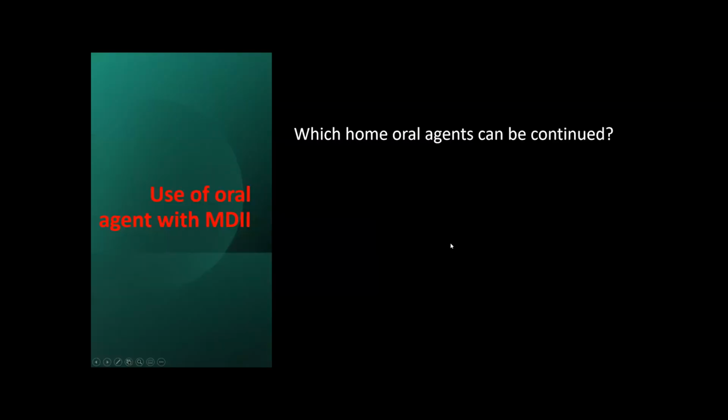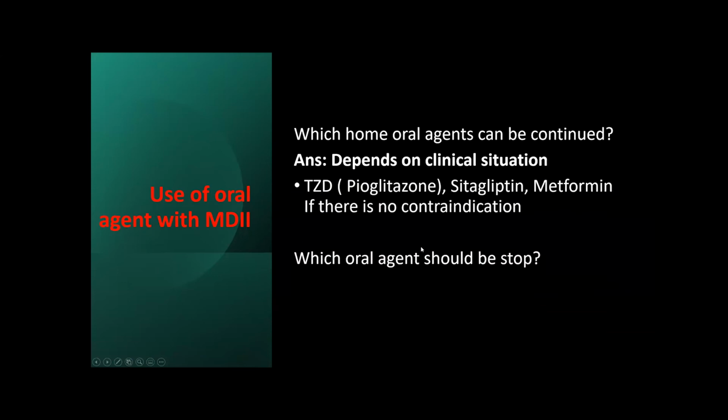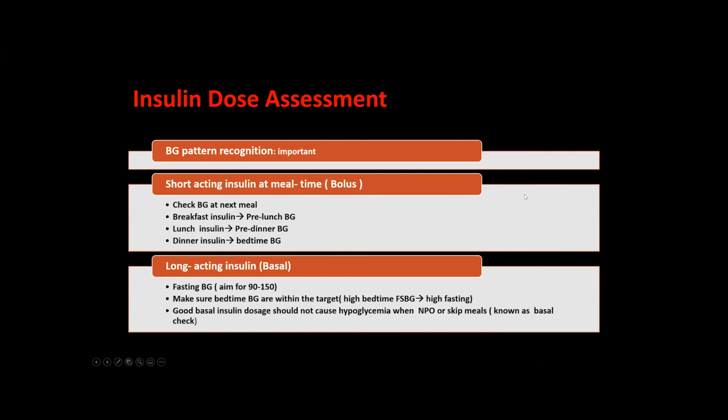So next question is, what kind of oral agent can we continue in these cases? The answer is, it depends on the clinical situation. You can use pioglitazone, sitagliptin, metformin if the patient has no contraindication. And which oral agent can be stopped if you're using basal bolus insulin, which is multiple daily insulin? I will stop the sulfonylurea. If you are using this in an outpatient setting, and the patient's clinical situation is not severe, you can continue to use it with them.